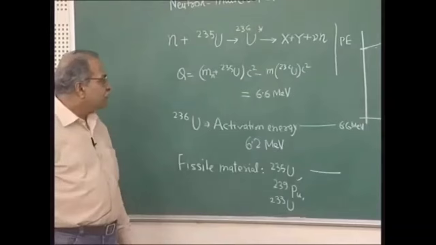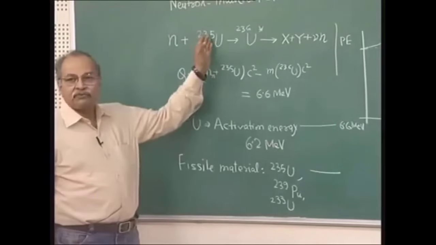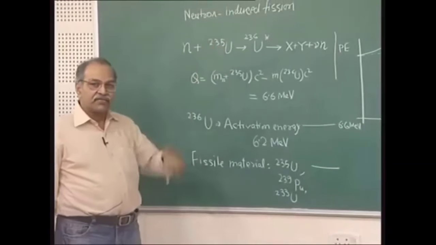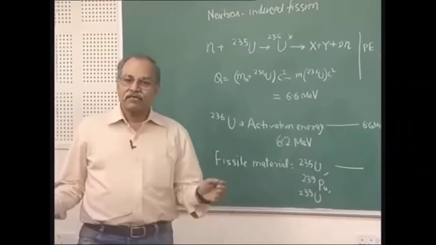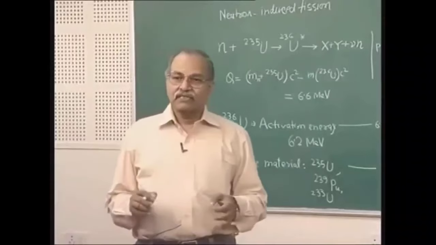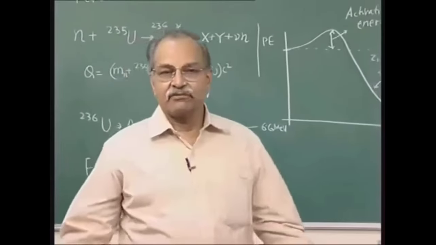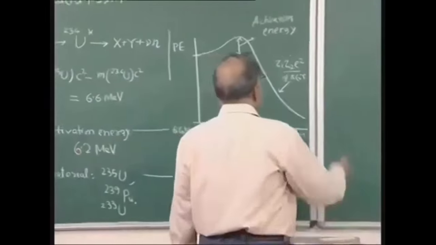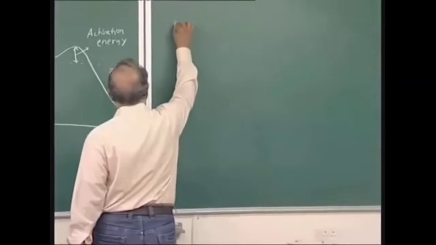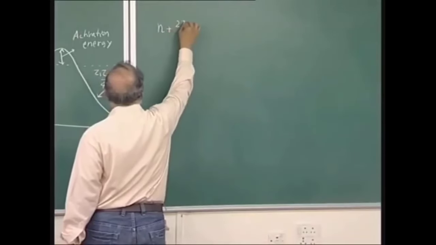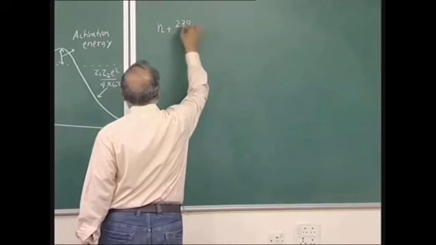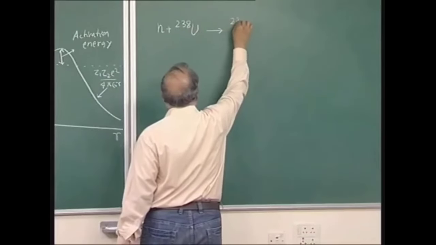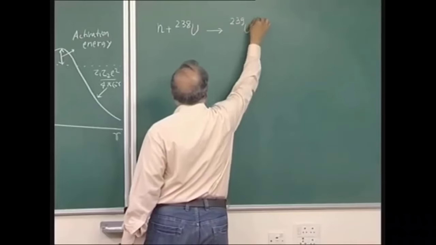Now, if I look at the similar reaction with uranium 238, why am I considering uranium 235 and uranium 238? Because these are the main constituents of natural uranium that we get from mines. So, uranium 238, if I look at the same reaction, it is N plus uranium 238. If this gets absorbed here, it will make uranium 239 in an excited state.